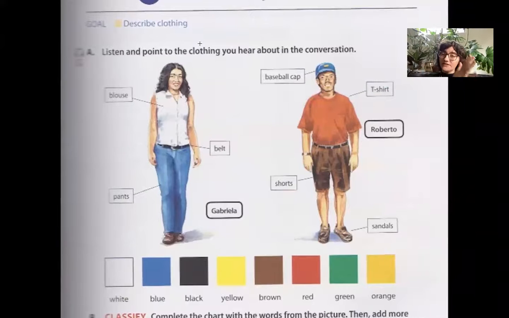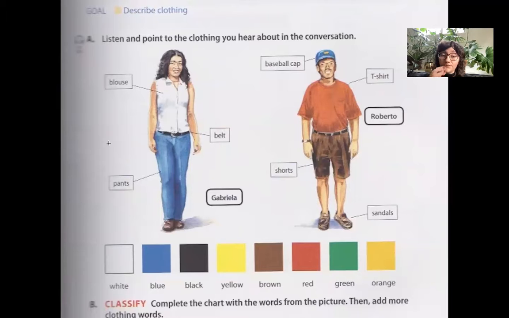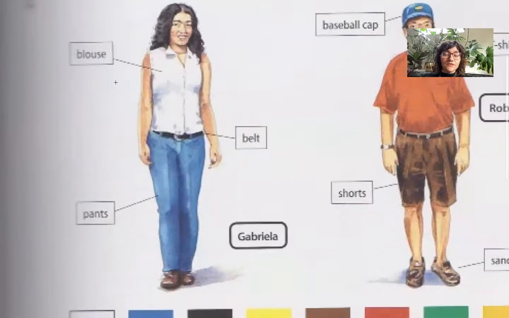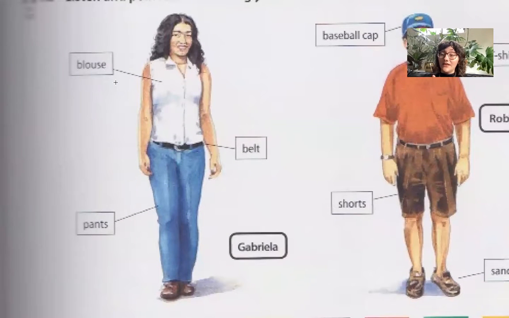So we've practiced describing people. Now we're going to practice describing clothing. So we're going to listen and point to the clothing you hear about in the conversation. This part, again, is hard to do because it's online, but what I'm going to do is we'll just go through and read the clothing, right? So let's go through first with what Gabriella is wearing, right?